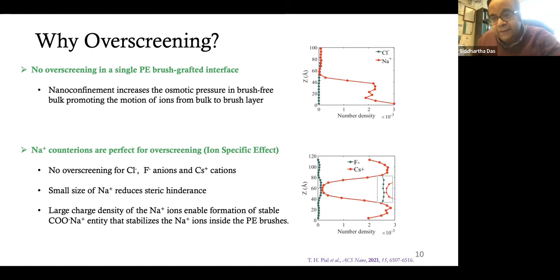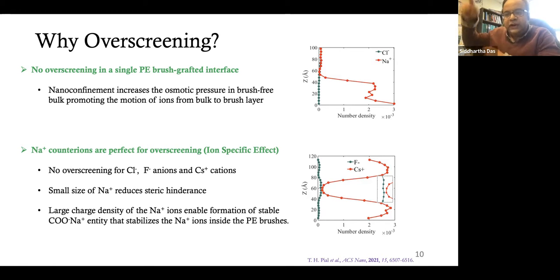Here only sodium ions move because of two reasons. Number one, sodium ions are much smaller than chloride ions, so it's much easier. Sodium ions experience much less steric hindrance, so they will move in. Second, because of its very small size, sodium has a very large charge density, and due to electrostatic interaction it will very favorably replace the hydrogen from the COH form to form COO minus Na plus.